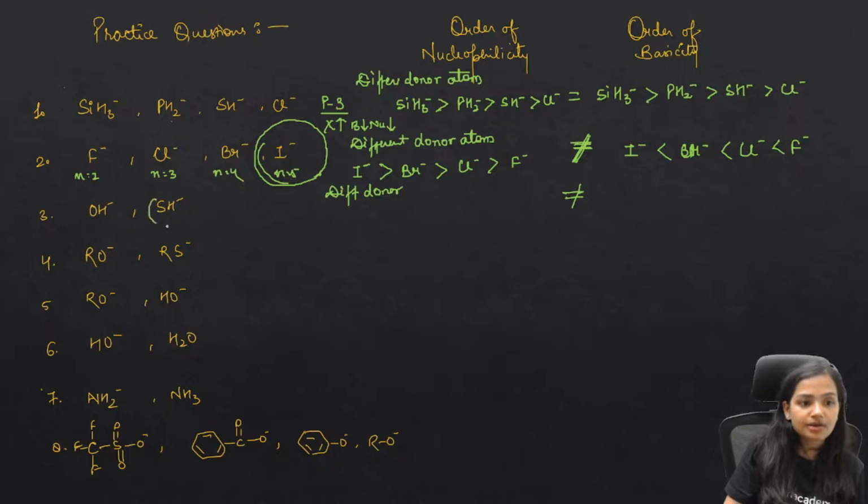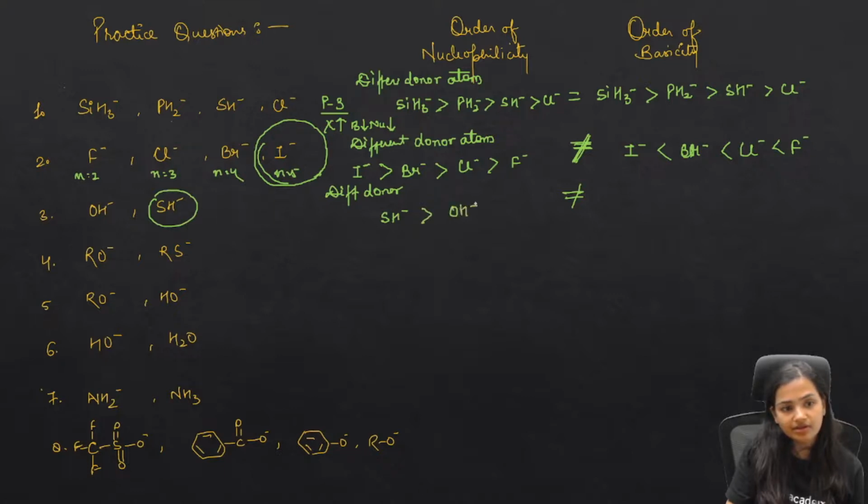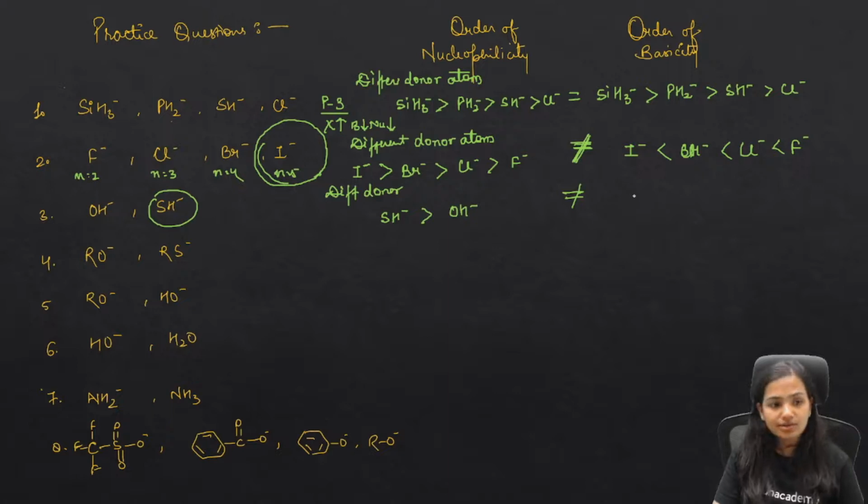S is going to be bigger. So we know that SH negative is going to be a better nucleophile than OH negative because of the bigger size and high polarizability, and the order is not going to be the same. So ultimately, who will form a strong bond with H? OH negative is a stronger base than SH negative.